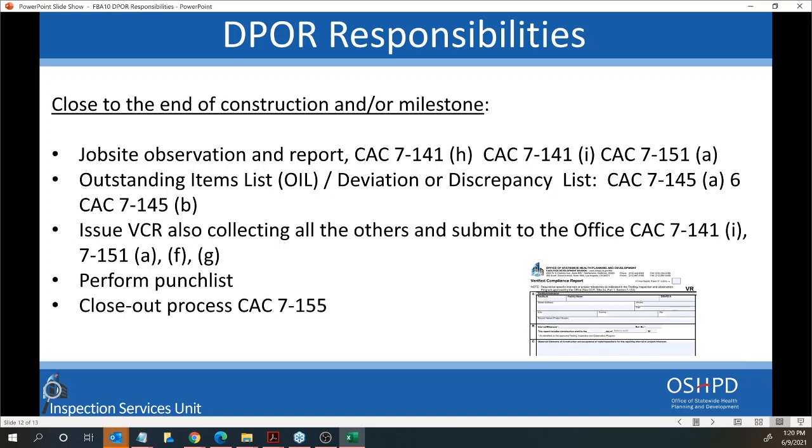And don't forget that the DPOR can have a delegate, can have an alternate. If you are overwhelmed, you have a team to support you. It's teamwork. One project, one team.